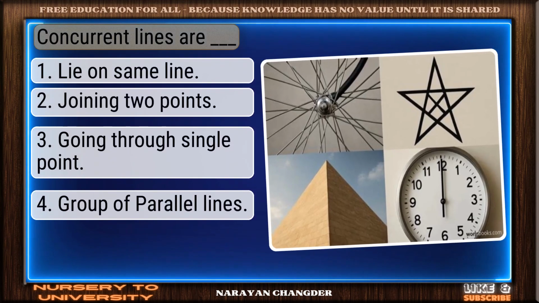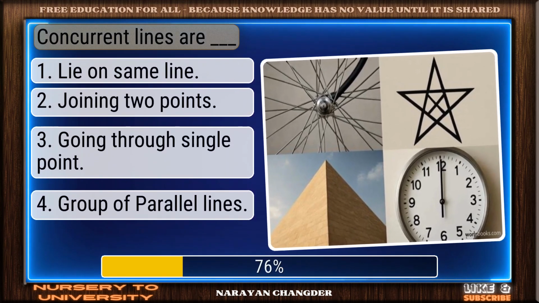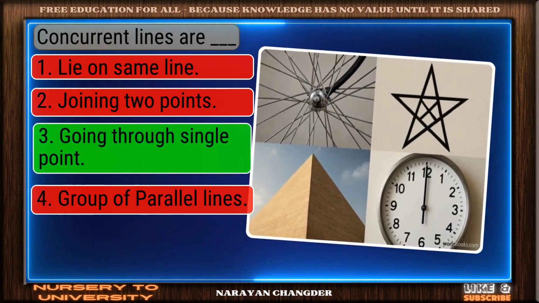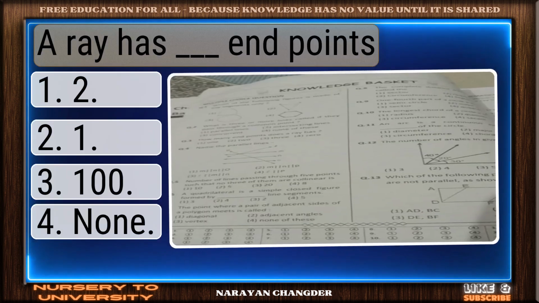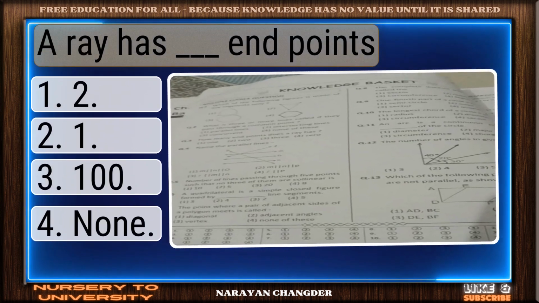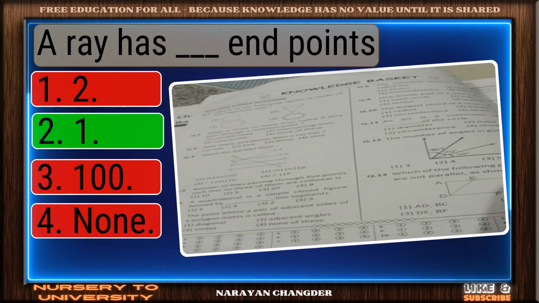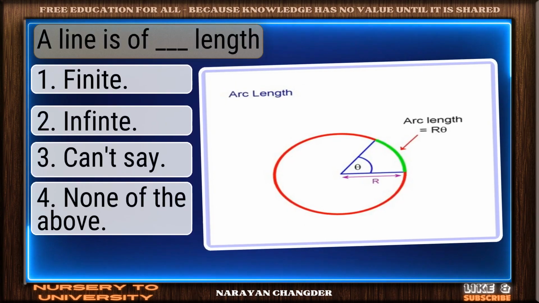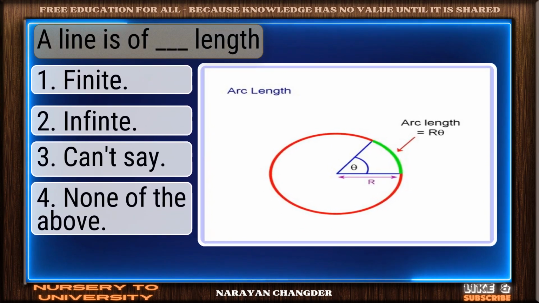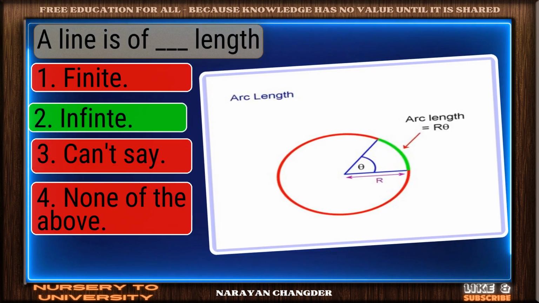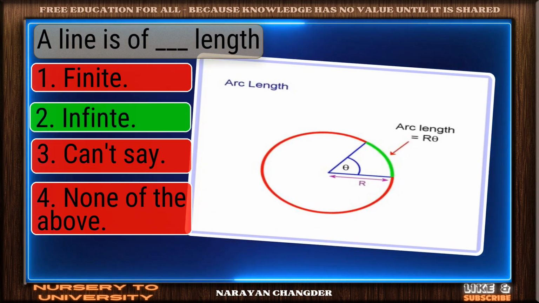Concurrent lines are dash. Right choice. Going through single point is the best answer. Ray has dash endpoints. Valid point. 1 is true. A line is of dash length. Well picked. Infinity is the correct answer.